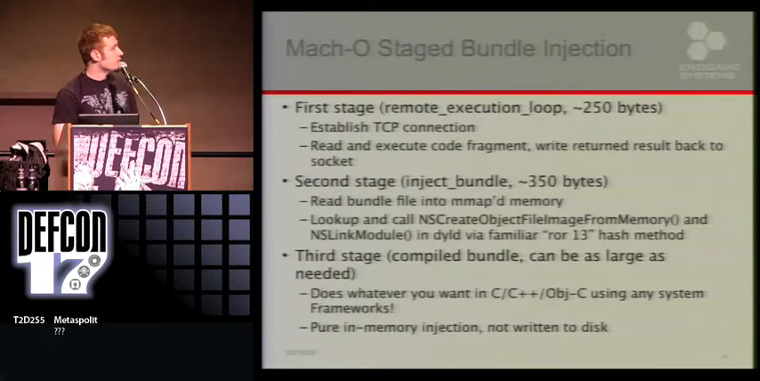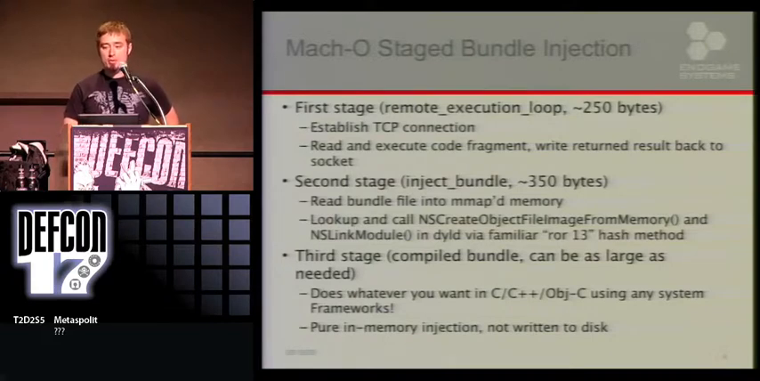So how does the bundle injection work? Bundle injection is a multi-stage process where the first stage is what I call the remote execution loop. Think of it as a machine code interpreter. It reads data over the socket, throws it in memory, and then executes it as machine code, and then repeats. What it does is treat it as a function, so that you can get a result, and it will send it back as well.